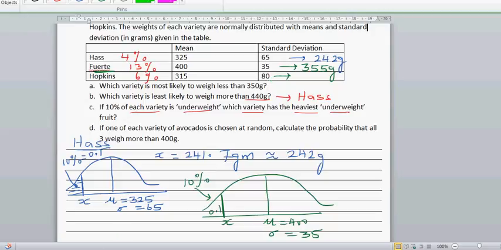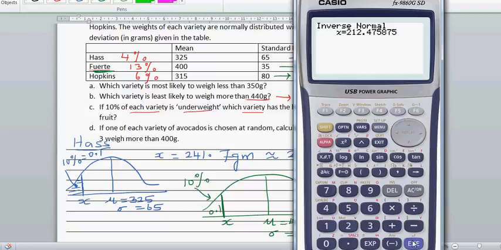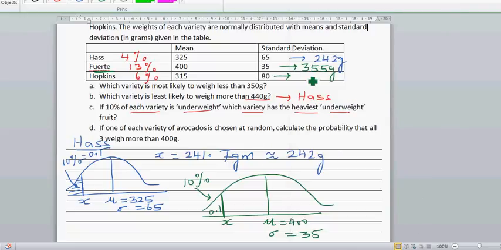And directly for this one, I'll do it now. So here the mean and standard deviation would change. Standard deviation is 80 and mean is 315. So that would be 202.5. So you can say 213. Anything which is less than 213 is considered to be underweight. The question is, which variety has the heaviest underweight fruit, which is the F brand. So you can say this is the heaviest underweight variety. Anything which is less than 315 is considered to be underweight.